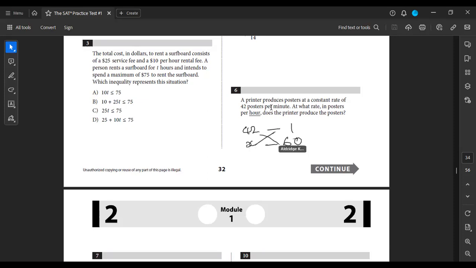If we cross multiply, we have x is equal to 42 times 60. Okay, feel free to use your calculator real quickly. 42 times 60, 2 times 6 is 12.